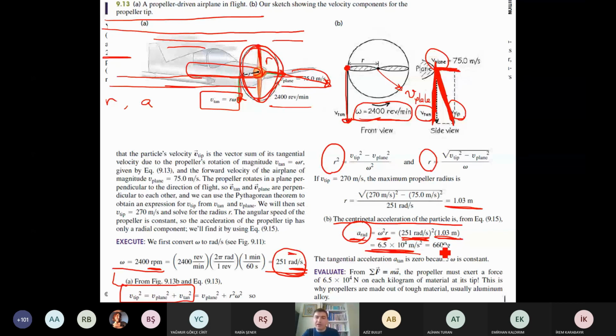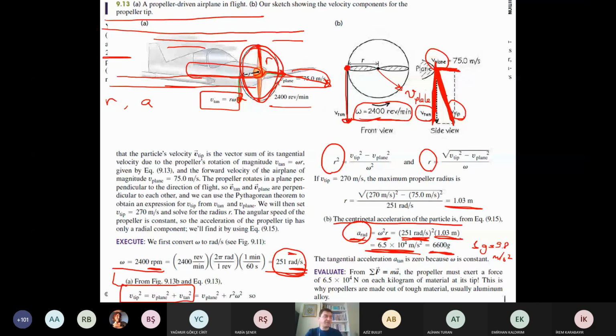And you can also write this in G. 1 G is equal to 9.8 meters per square second. Then this is equal to 6,600 G. This is the radial acceleration of the propeller.